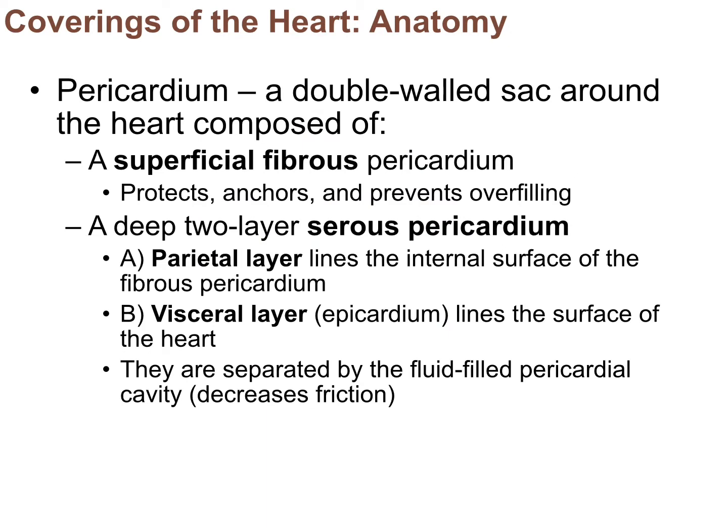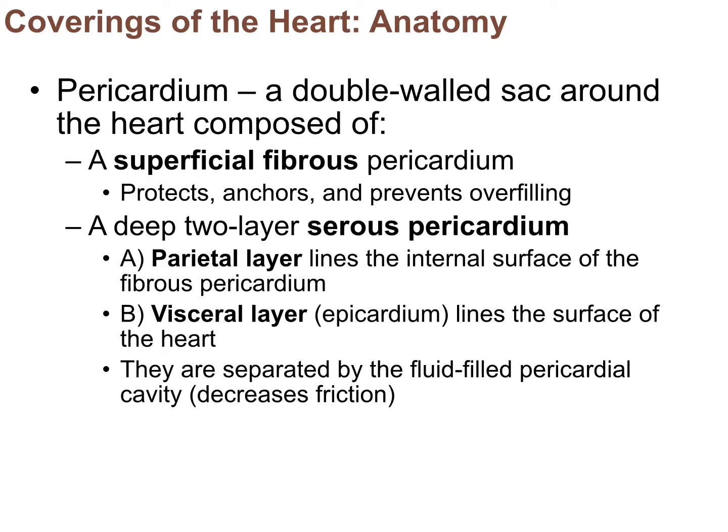Now, when we're talking about different organ systems in the body, they're going to have coverings. And the heart has what's called pericardium. Peri means around. Pericardium is the double-walled sac around the heart. So there's two layers, and then one layer actually folds over to make two sublayers. So you have the superficial fibrous pericardium that's going to protect, anchor, and prevent overfilling of the heart. That's a thick fibrous layer of pericardium. The second layer is called serous pericardium, and this one is made up of two parts. It's really one layer that folds over.